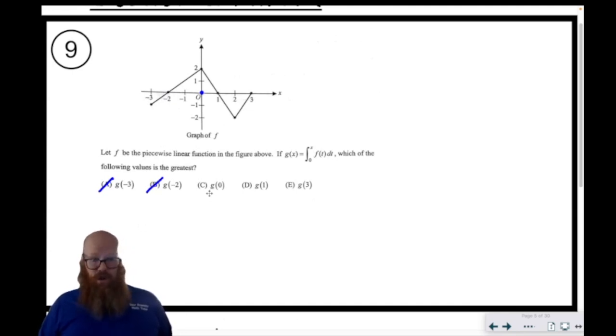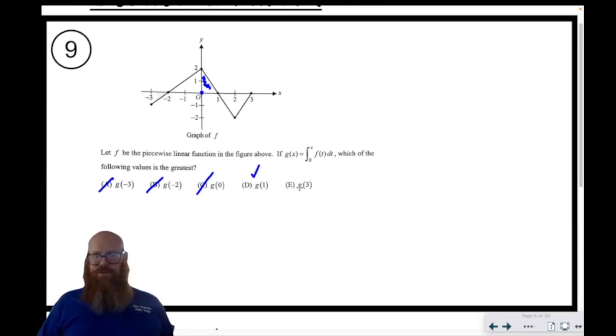G of 0 is 0. So I'm going to go out on a limb and say that's not the answer either, all right? And if they're all negative, then I'll go back and say that that's the answer because 0 will be bigger than all my negatives. But now we've got G of 1. Well, G of 1, we finally got a positive because I'm integrating forward and I have an area that's above the x-axis. So this is positive, so that's a good option.